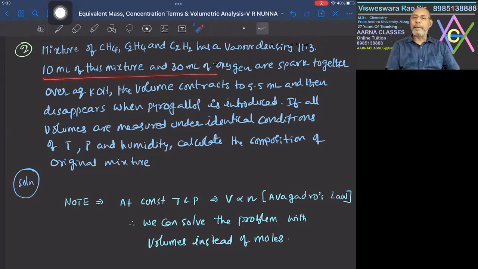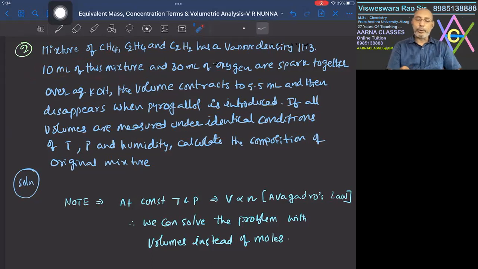And they will do some experiment. I'm coming to that experiment. What they will ask: 10 ml of this mixture is taken, and in this 10 ml of mixture, how much methane is there, how much ethane is there, how much acetylene is there. That means they will ask you to find the composition of the mixture. This is another model in Eudiometry. So two models: you are supposed to find the formula of a hydrocarbon from the given data, or you are supposed to find the composition of a mixture from the given data.